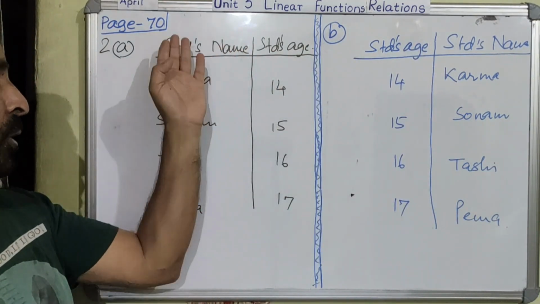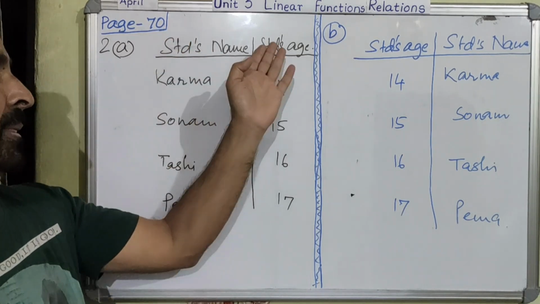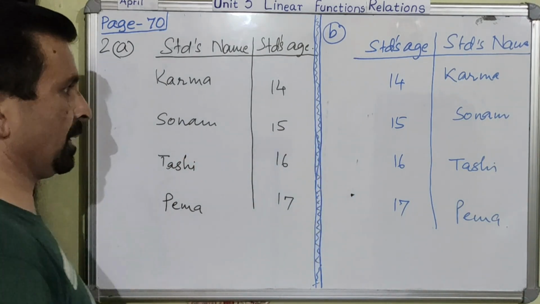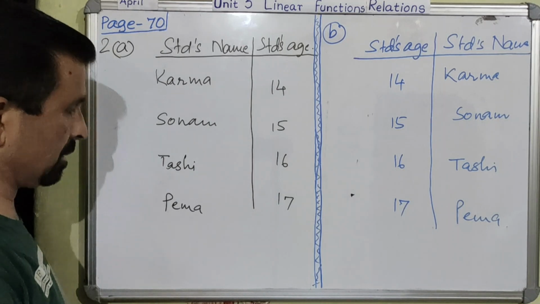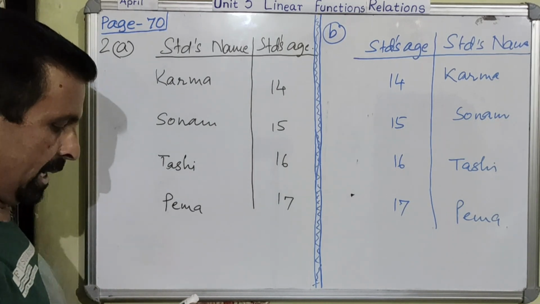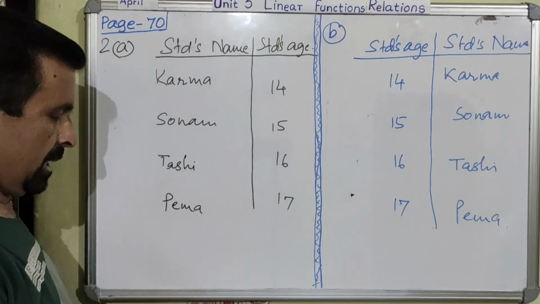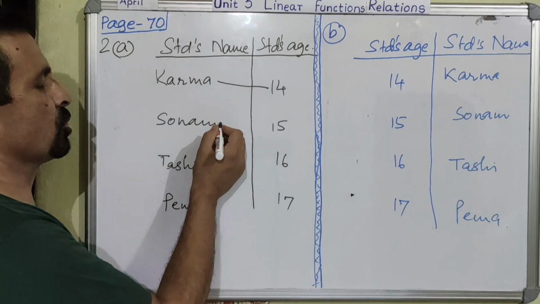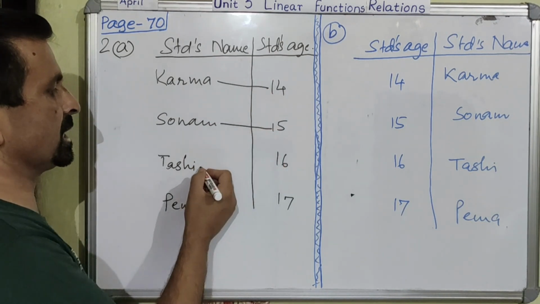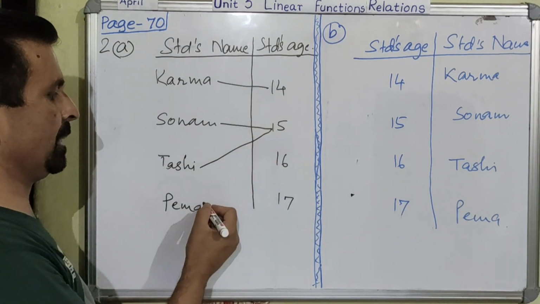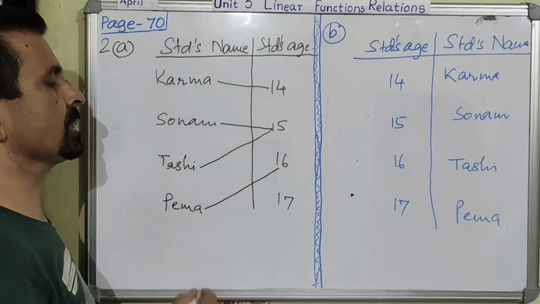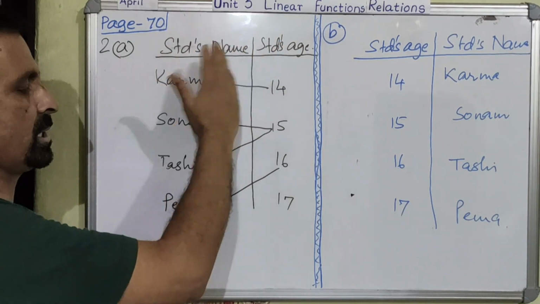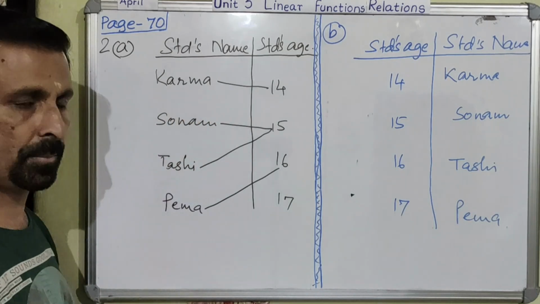Now in part A, your first column is the student's name and this is their age, right? Let us see, when the students were asked to give their age, the teacher found that the ages were like this. Karma's age was 14, Sonam's age was 15, Tashi also was 15, and Pema was 16, right? So you can see here we have tried to establish a relation between the student's name and the student's age. So this is a relation, no doubt.